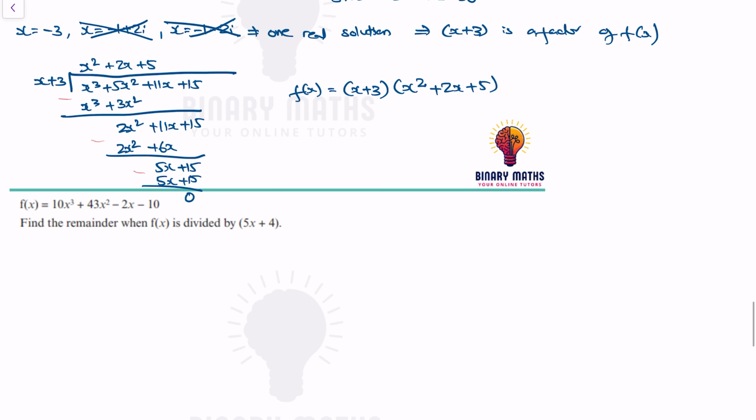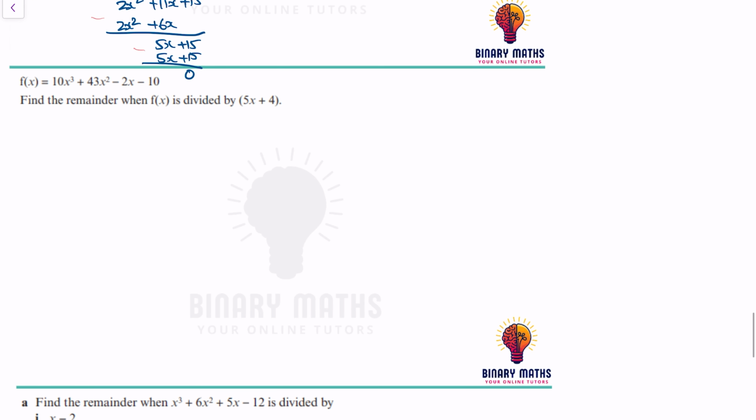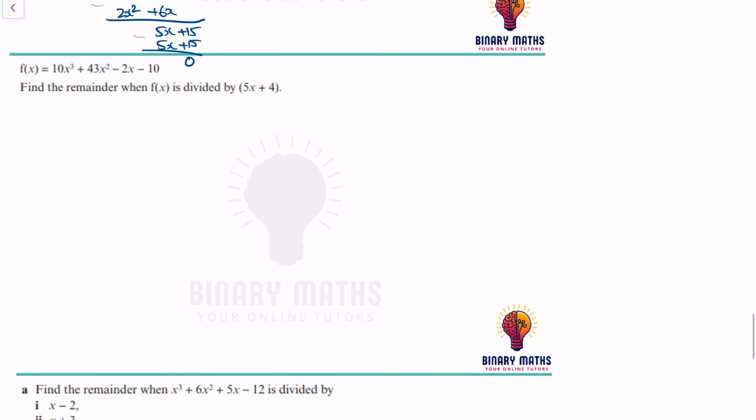Okay, the last bit is all about remainders when you divide, just so you can see how that works, because it might come in handy when you do integration later on. We've got f of x equals 10x cubed plus 43x squared minus 2x minus 10. Find the remainder when f of x is divided by 5x plus 4. So 5x plus 4 divided into 10x cubed plus 43x squared minus 2x minus 10.